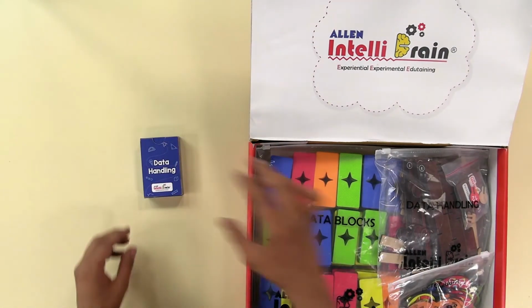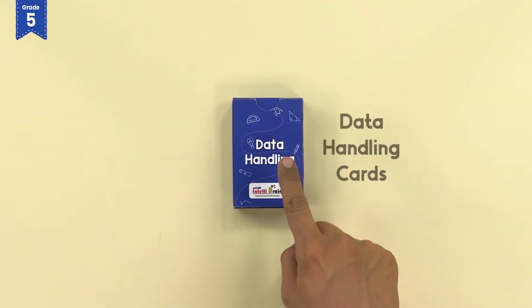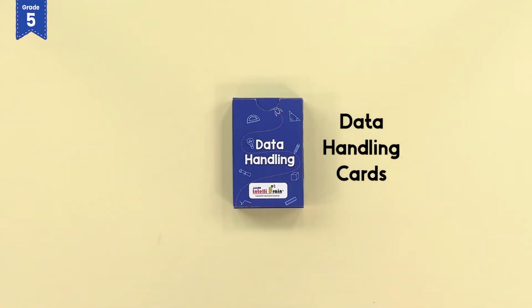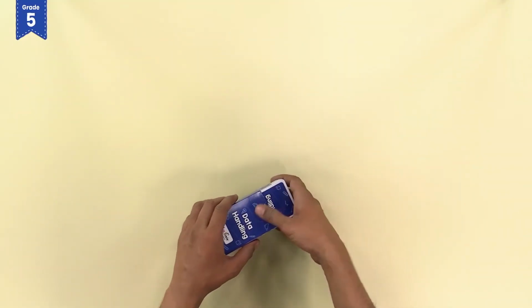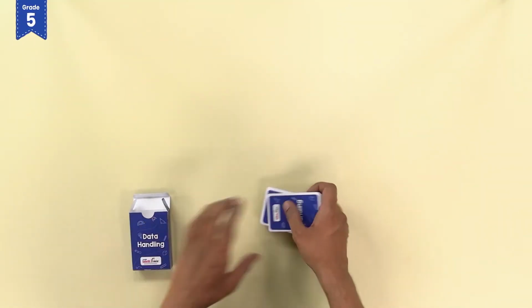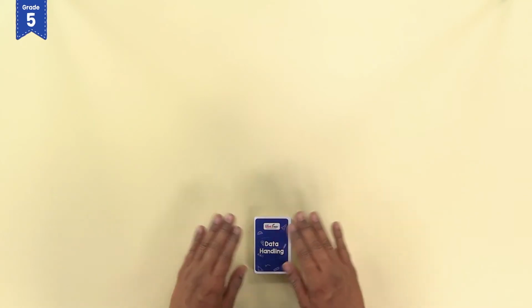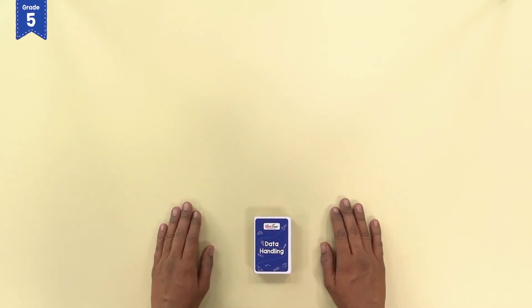Take out the data handling cards from your Intelli Smart Box. Draw out the deck of 50 cards. We are going to represent this data using the tally marks.